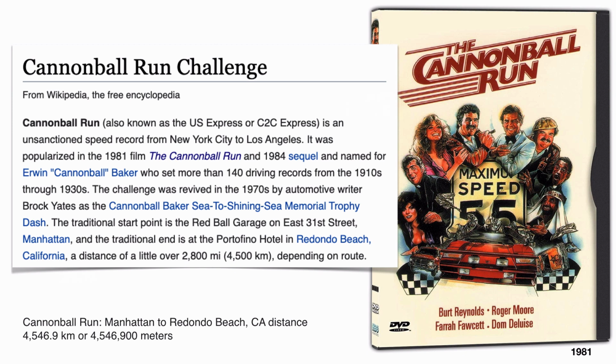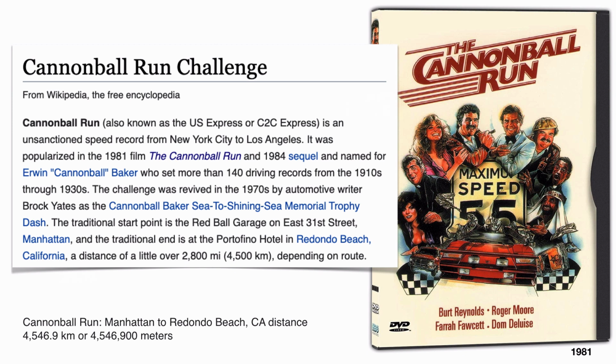And the reason why I'm raising this is because recently, because of the coronavirus and the lockdowns, a lot of the highways have been open. And so the Cannonball Run has been broken. The record has been broken multiple times in the past 2 months.